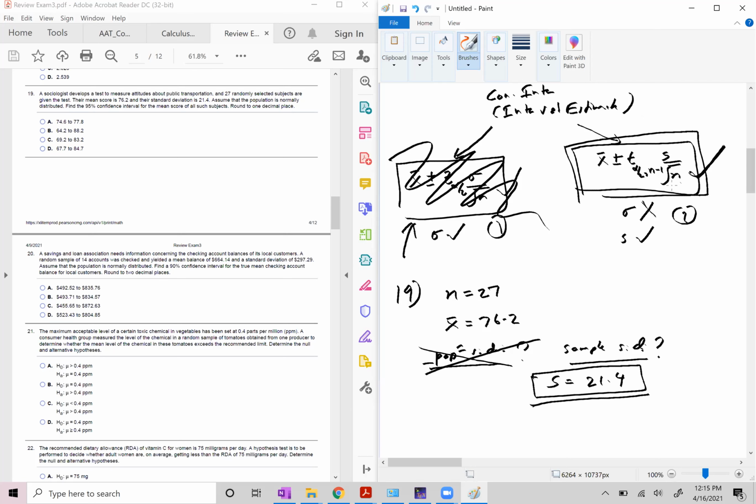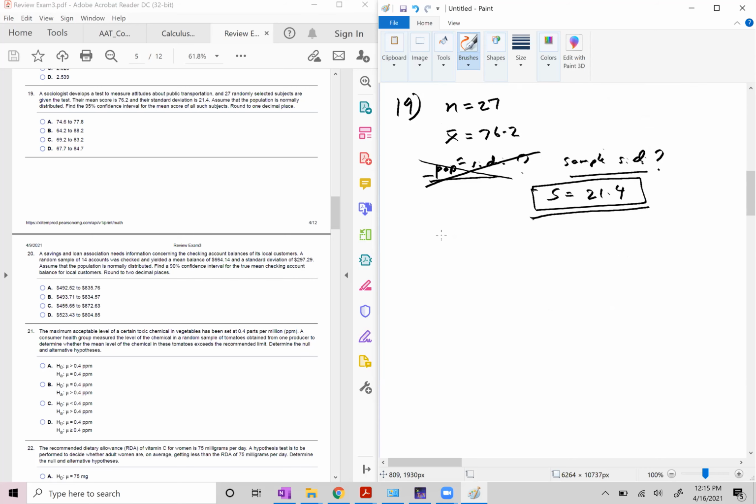Now let's see how to proceed. Let's take that equation, x bar plus or minus t alpha over 2. I would write degrees of freedom along with this, just to remind myself. The degrees of freedom is n minus 1 always, times s over square root n. Now you have everything. X bar is given, s is given, n is given. Now, what is t alpha over 2 comma n minus 1?